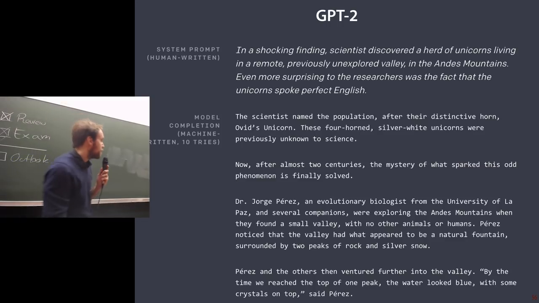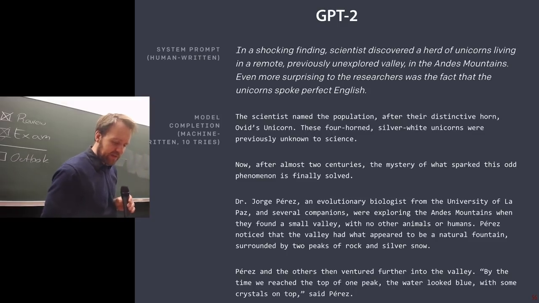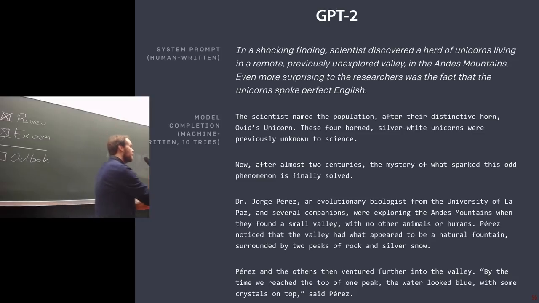Let's start here. This is a program called GPT-2. You might have seen this in the news. OpenAI made this system. And it's the first system that can really generate language. It's quite an impressive language generator. It can generate language with sort of long-term coherence.